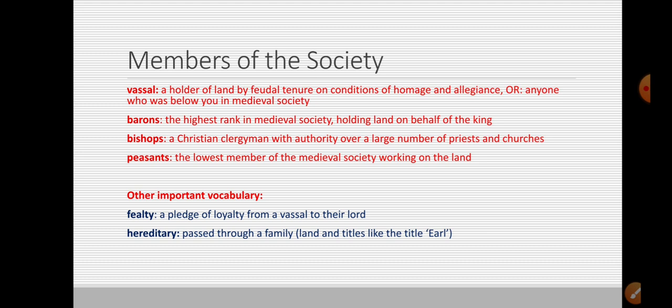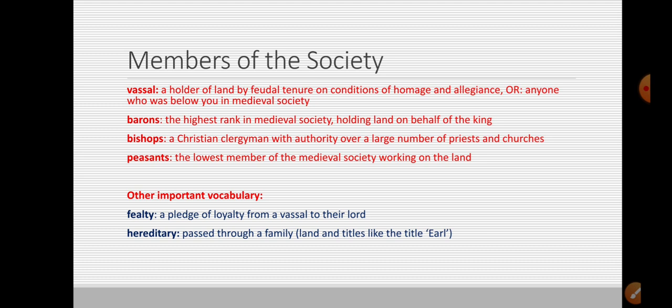Another important vocabulary, we already mentioned the word fief, F-I-E-F, which is another term for land, and then fealty. Fealty is a pledge of loyalty from a vassal to their lord, so each class pledges fealty or pledges homage or loyalty that they are going to serve this person or these people above them. So the peasants to the knights to the barons, and the barons to the king.